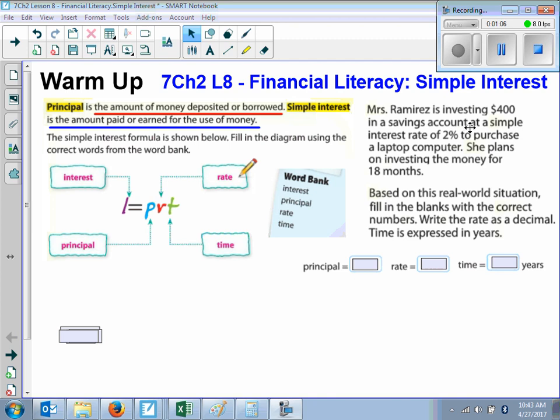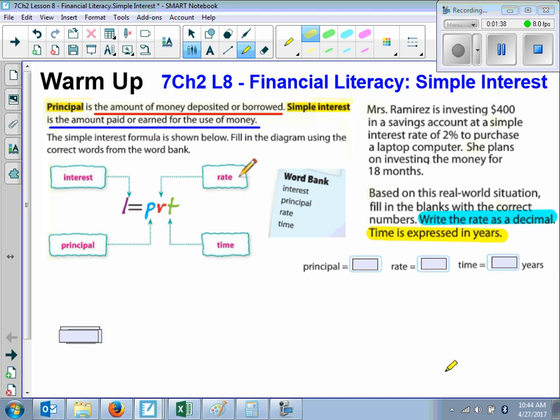So Mrs. Ramirez is investing $400 in a savings account at a simple interest rate of 2% to purchase a laptop computer. She plans on investing the money for 18 months. Based on this real-world situation, we want to fill in the blanks with the correct numbers. And don't forget, we need to write the rate as a decimal, and we also want to remember that time has to be expressed in years.